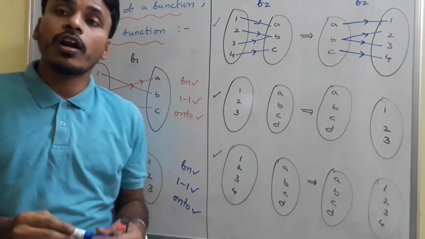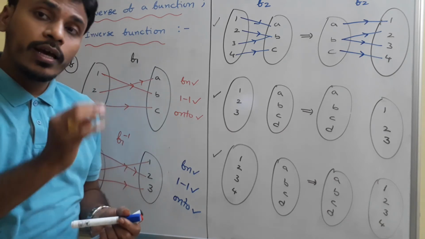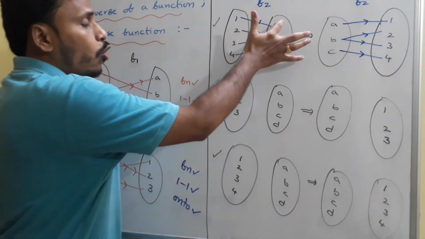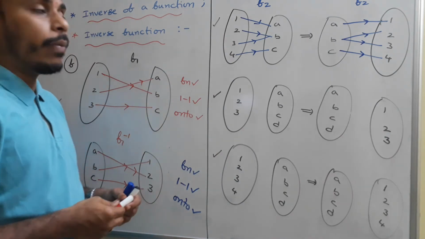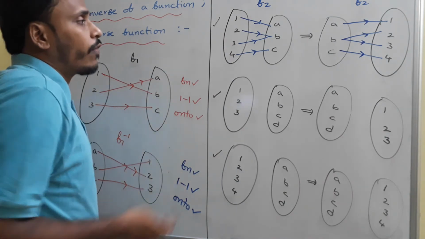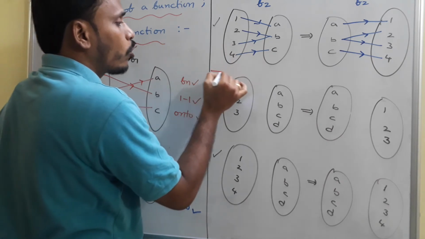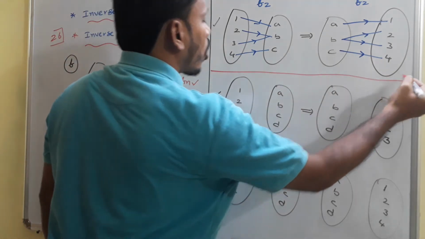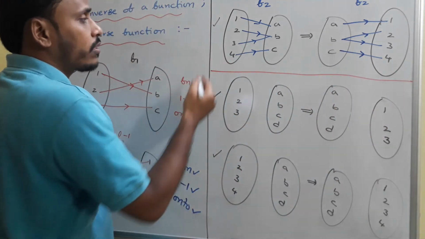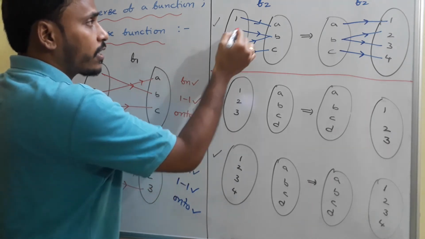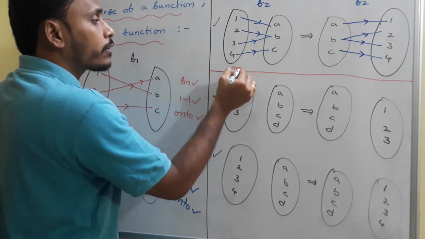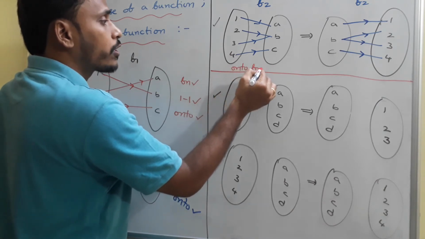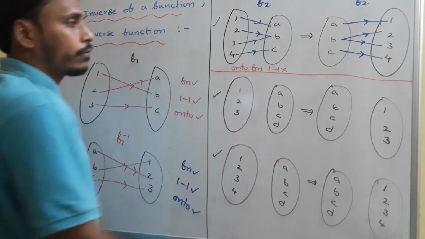f2 is not 1-1. f2 is onto, because no element in the second set is empty, and that's why it is onto. But 2 and 3, different elements, have the same image, so that's why we say it is not 1-1. So this particular function f2 is an onto function, and it fails to be 1-1.